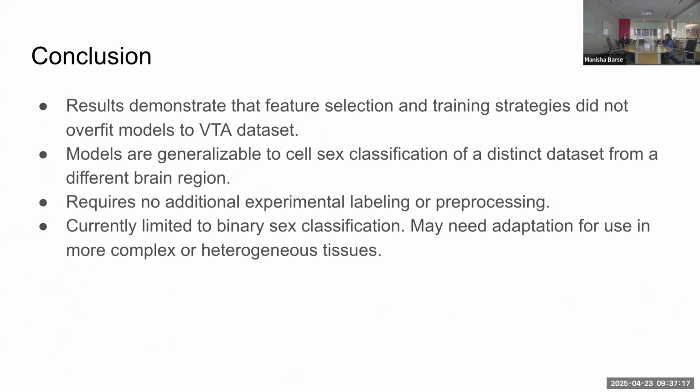In conclusion, the results demonstrate that feature selection and the training strategies did not overfit the models to the VTA dataset. Models can be generalizable to cell sex classification of distinct datasets from different brain regions. Also, this methodology does not require any additional experimental labeling or pre-processing. But currently, this is limited to the binary sex classification and might need adaptation for use in different complex or heterogeneous tissues.